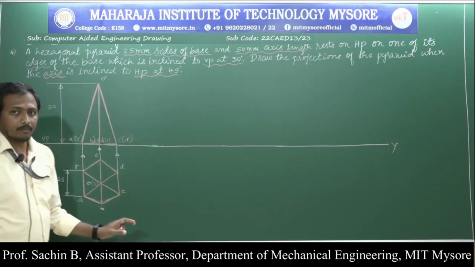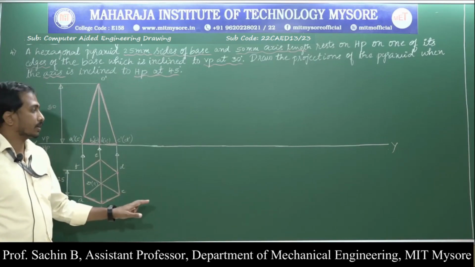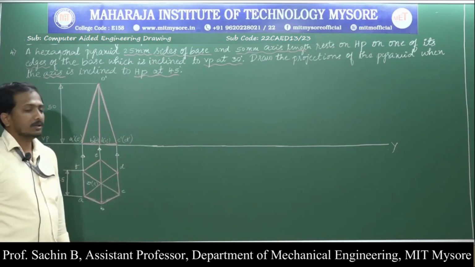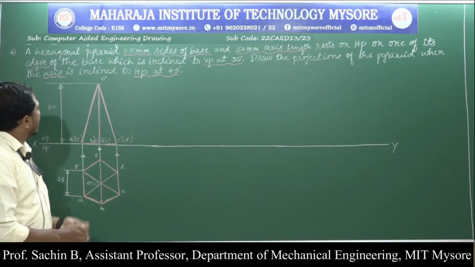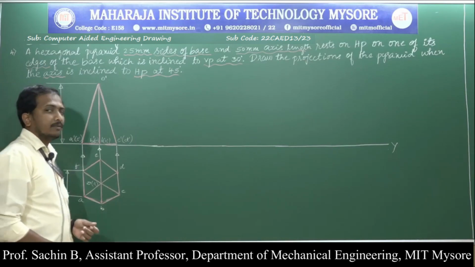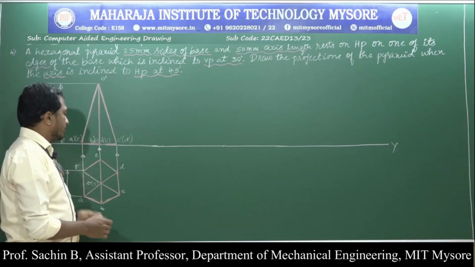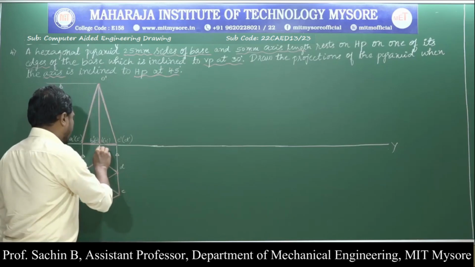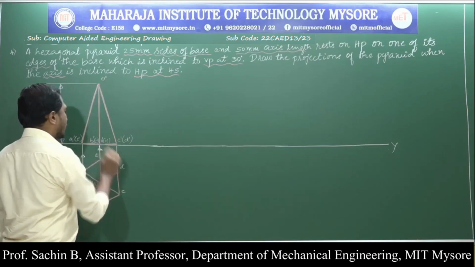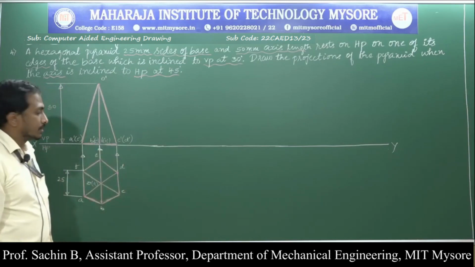Here in the second position, the axis inclination is given. In the last position, the edge inclination is given. Based on that, the axis is inclined at an angle of 45 degree. First, I will go for drawing the base inclination. Next, I will go for drawing the axis inclination.